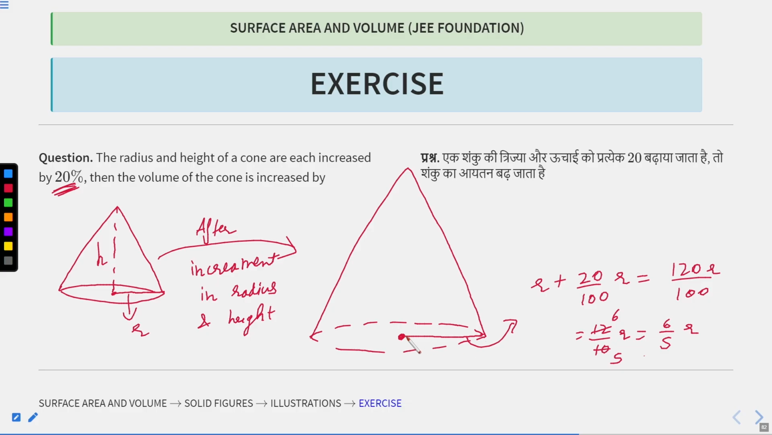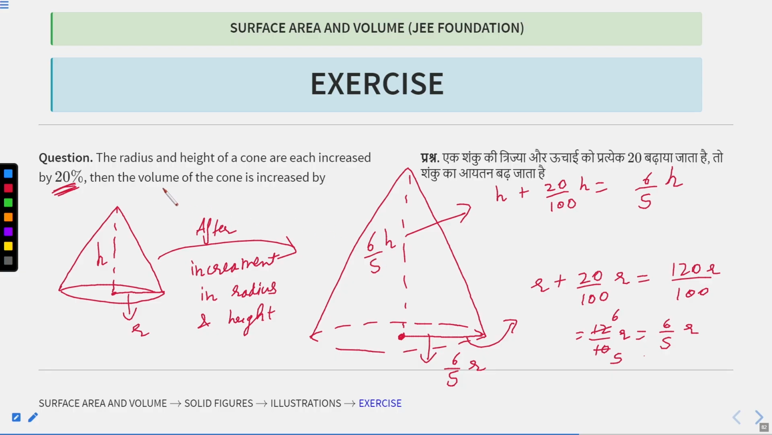So the new radius is 6 by 5 r, and the new height will be, doing the same calculation, it also increased, so h plus increased by 20%. This means the 20% increment is 20 by 100 h, and this will give the same fraction. So the new height is 6 by 5 h. I hope this is clear to you.